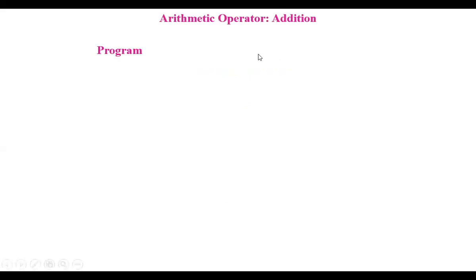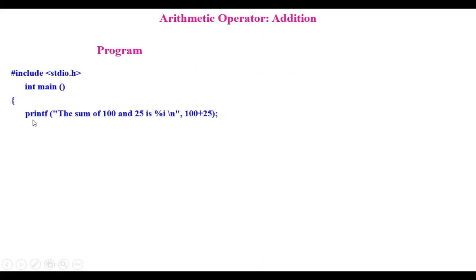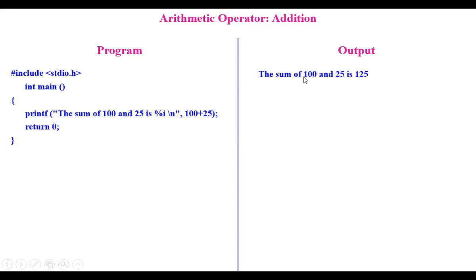Okay, arithmetic operator, addition. Let us take a simple program and see how it is implemented. So if you take this program, in the printf statement, I have written the sum of given two numbers directly, and I want the result here. The result is the addition of 100 plus 25. I'm going to put this addition value here in this place. So complete the program, compile and execute. You'll get the sum of 100 and 25 is 125.